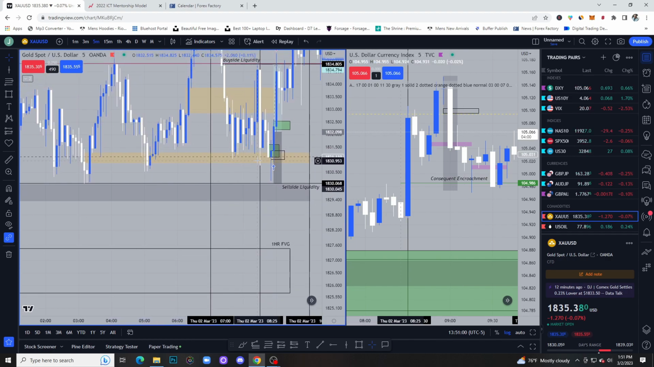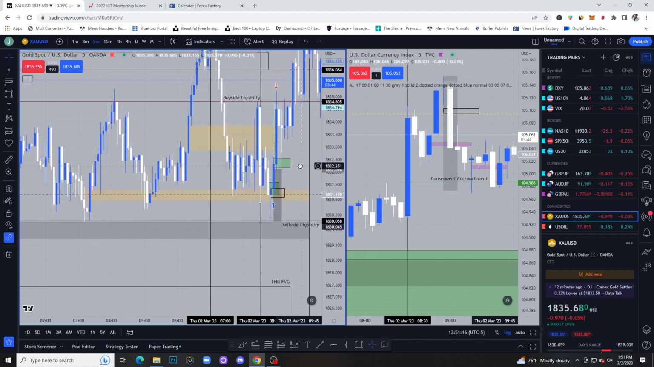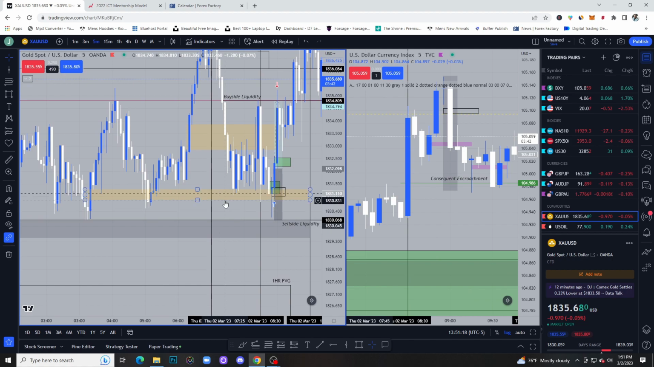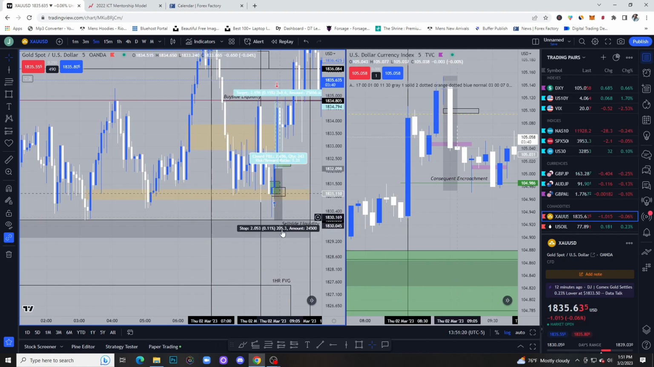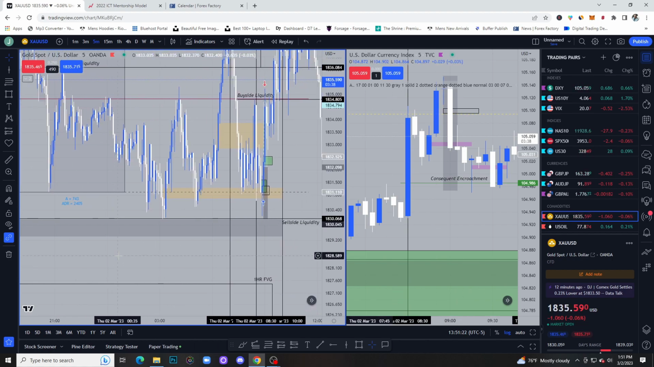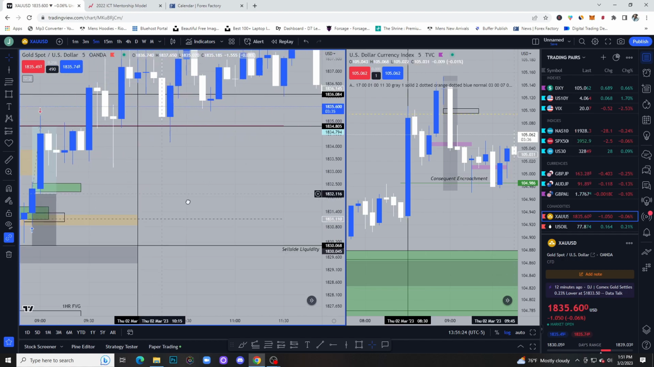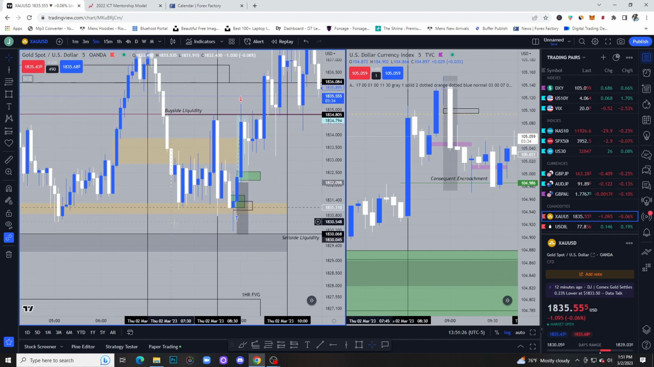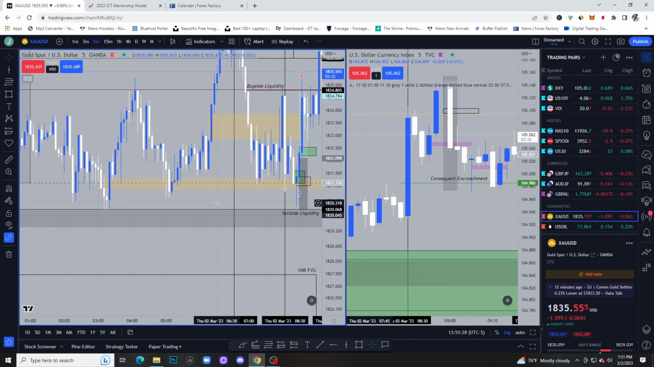Normally when a level gets tapped into a bunch of times, it starts to get weaker. In this case, we tap 1, 2, 3, 4, 5 times. So I was anticipating the level to be taken out. However, that wasn't the case. I'm just going off of what I was reading.